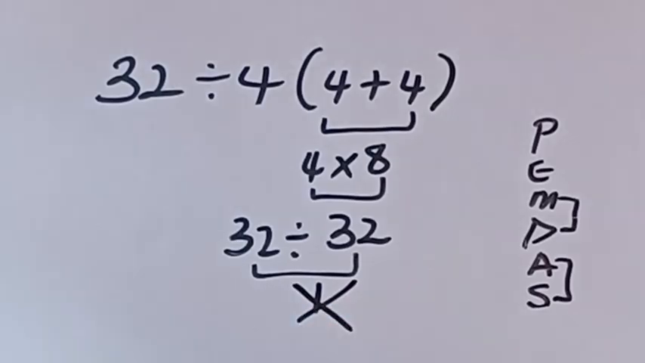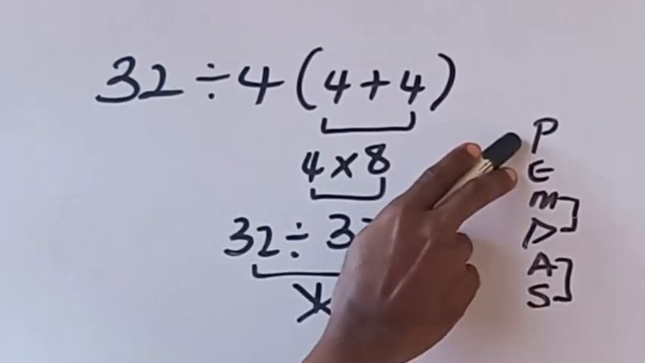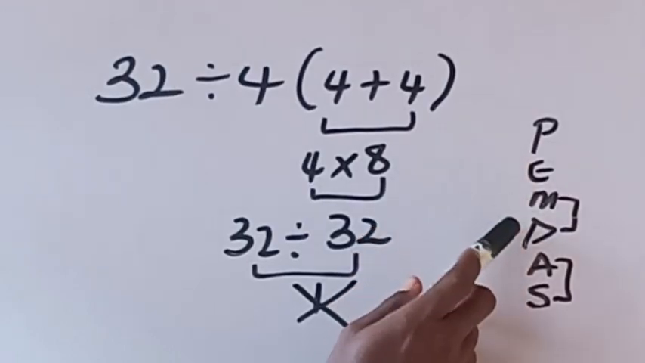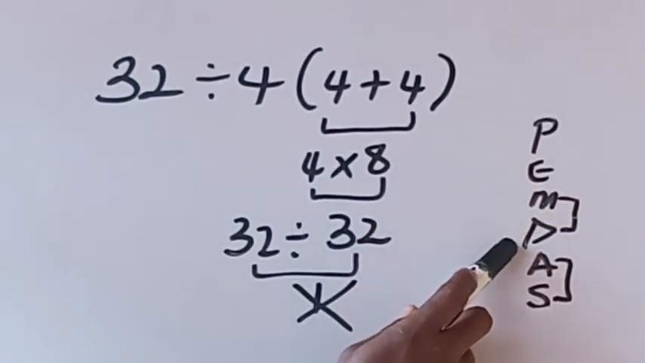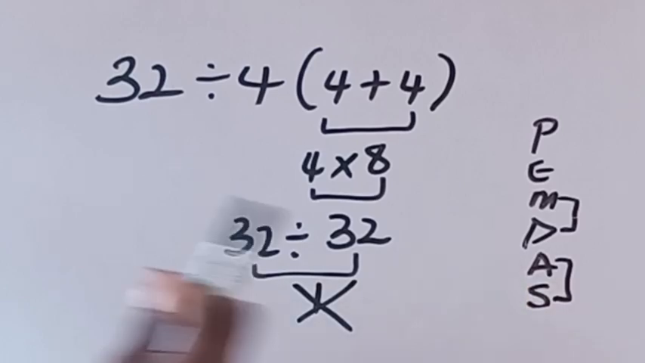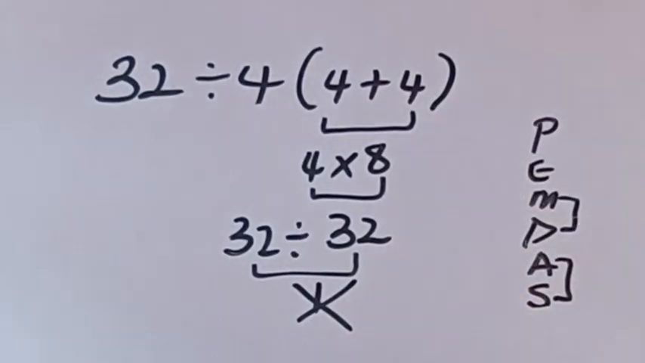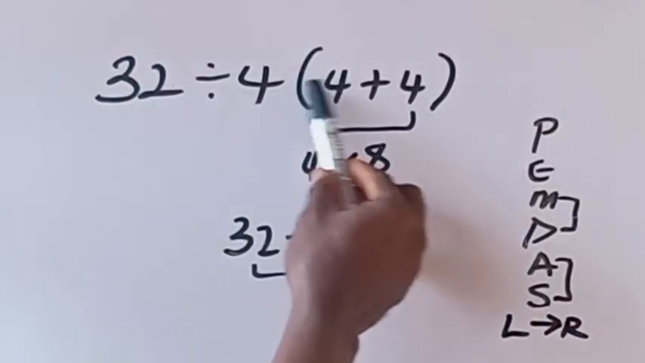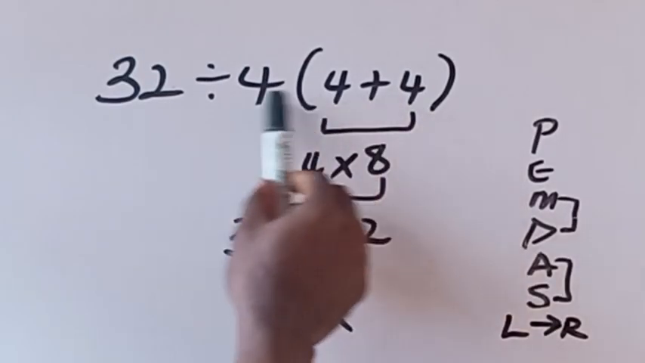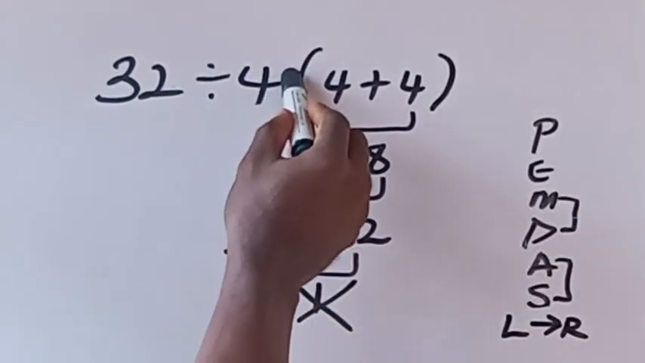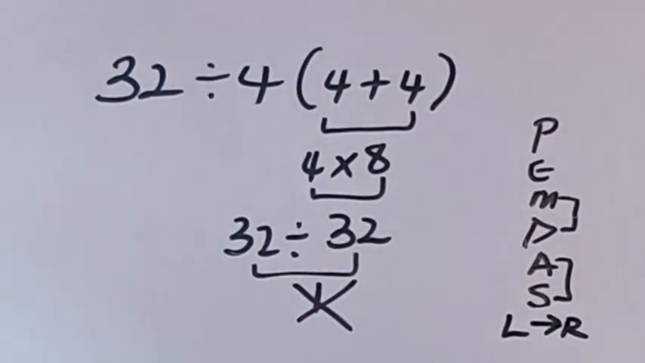But this answer is not correct, because according to the order of operations, PEMDAS, this is parentheses, exponent, multiplication, division, addition, and subtraction. So we have to solve from left to right. We are solving from left to right. And in this question, we have one parenthesis, one addition, one division, and we have a multiplication sign here.